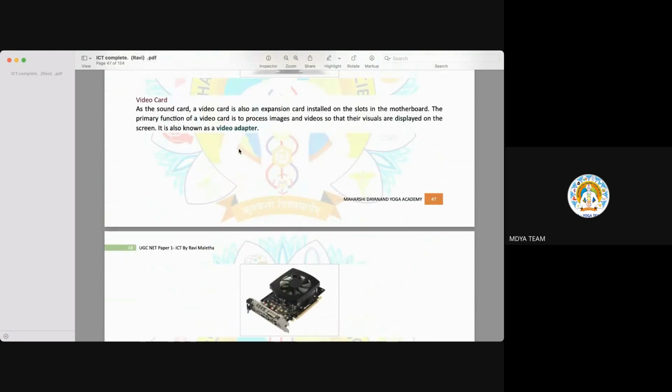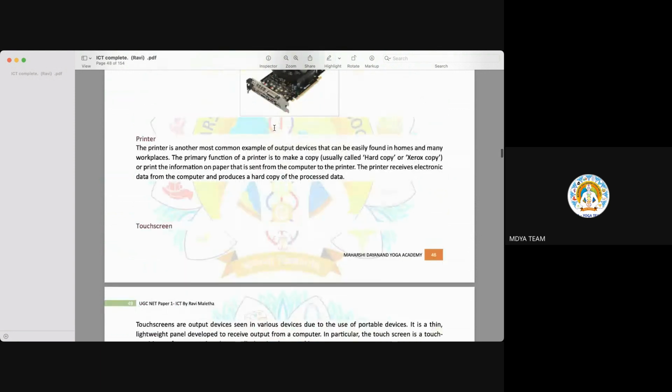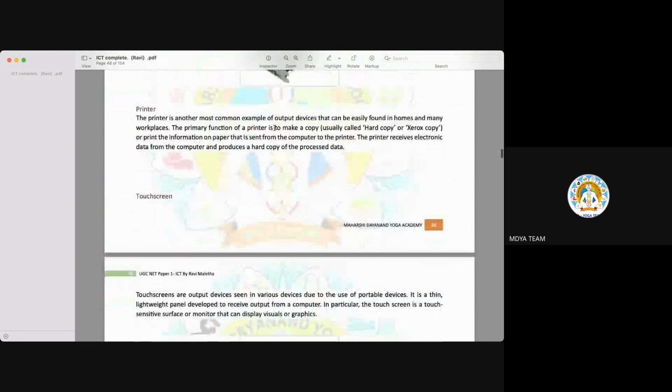Now this is again a video card. Sometimes it is used in the motherboard. The primary function of this card is to process images and videos so that their visuals are displayed on the screen. It is also known as video adapter. This is not of much importance.